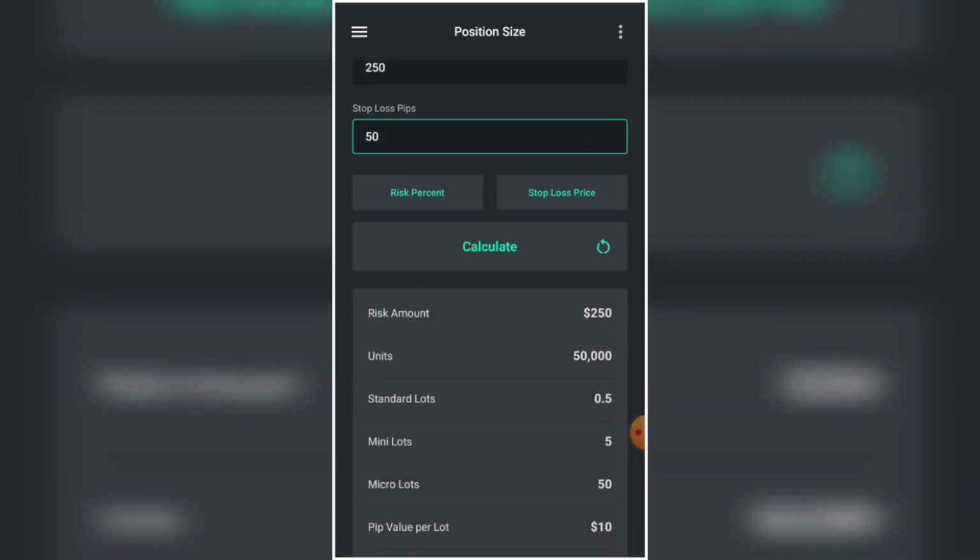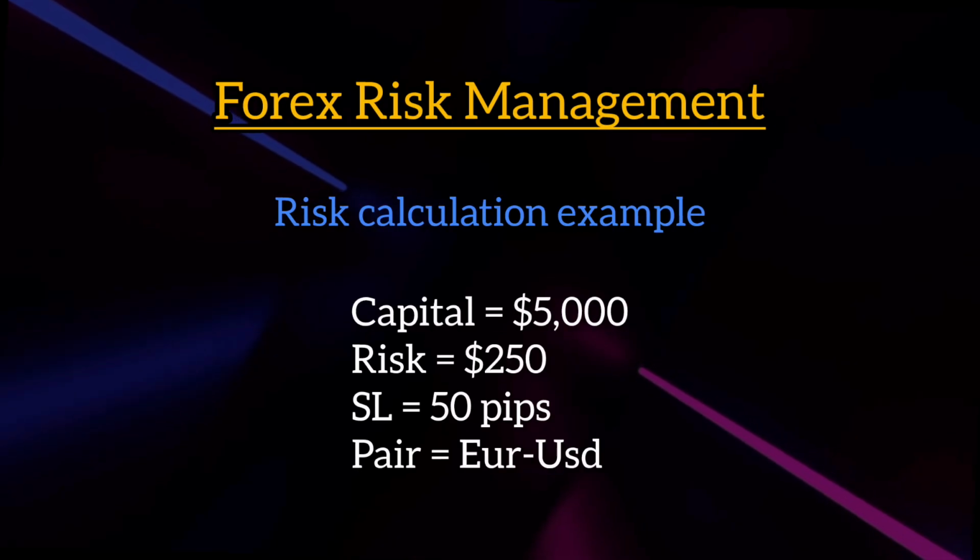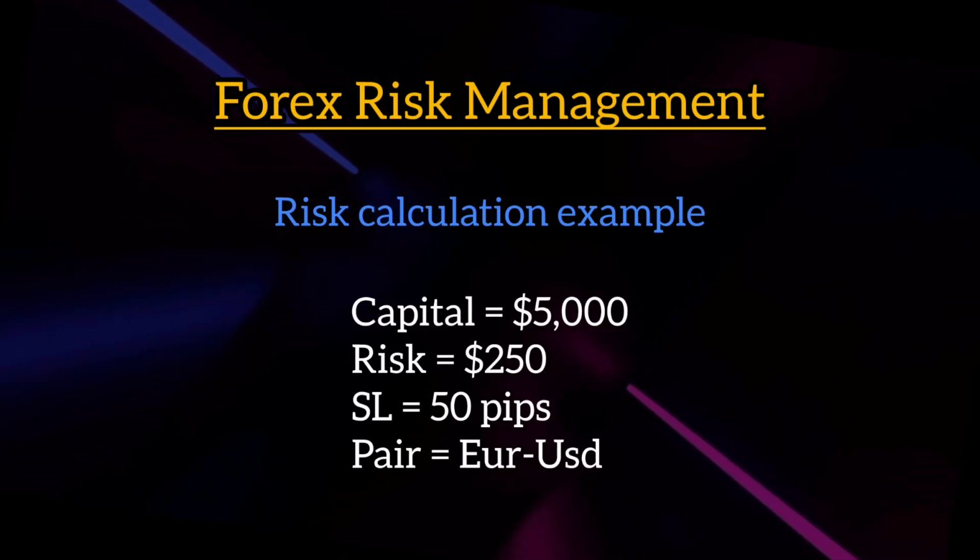This is the result of what we got. Standard lot size. Okay, the standard lot size to use for this trade is 0.5. 0.5 lot size is what we are going to use in this trade. That's what the calculator told us. So that's how to calculate your position sizing.